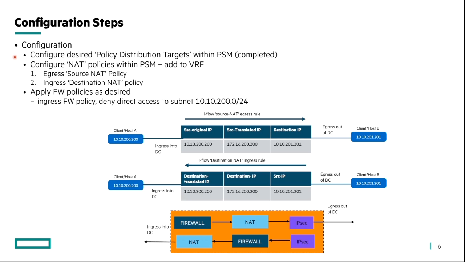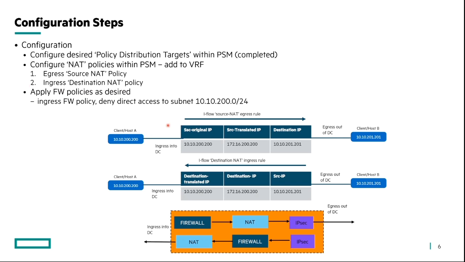And it provides a lot more granularity for applying policy, as opposed to pushing a policy to every CX10000 within the PSM cluster. You can now do it to a more granular CX10000 base. So for the NAT policy itself, we are going to create a source NAT policy, an egress source NAT policy, and the second one will be an ingress destination NAT policy.